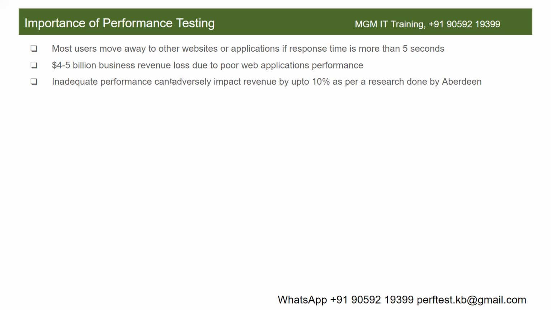If the application performance is not good, it can impact any organization's revenue by 10%, as per research done by Aberdeen. Aberdeen is a research organization which studied the market and came up with these numbers, that the overall revenue of the business will be impacted by 10%, right? Which is not a small number.